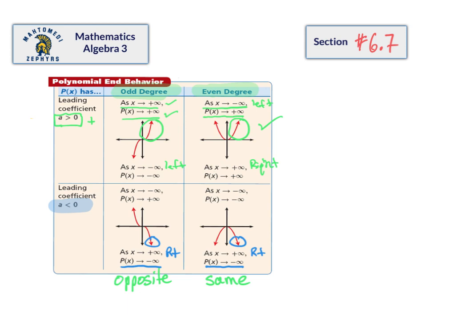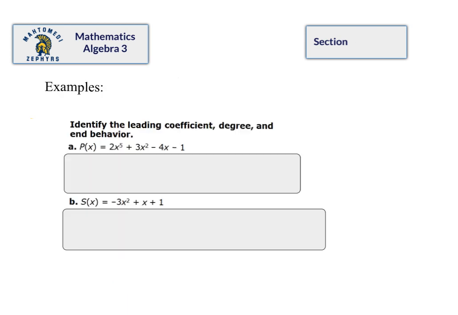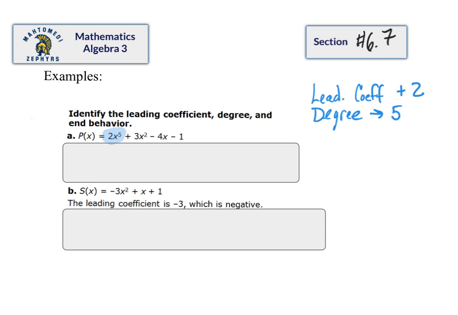So some examples now. Okay, here it says identify the leading coefficient, the degree, and its end behavior. So as we start out, we are going to look at this first term, which is going to be crucial. So the leading coefficient is positive 2, and the degree is 5. Okay, that is going to tell us two things. So what is it going to tell us?